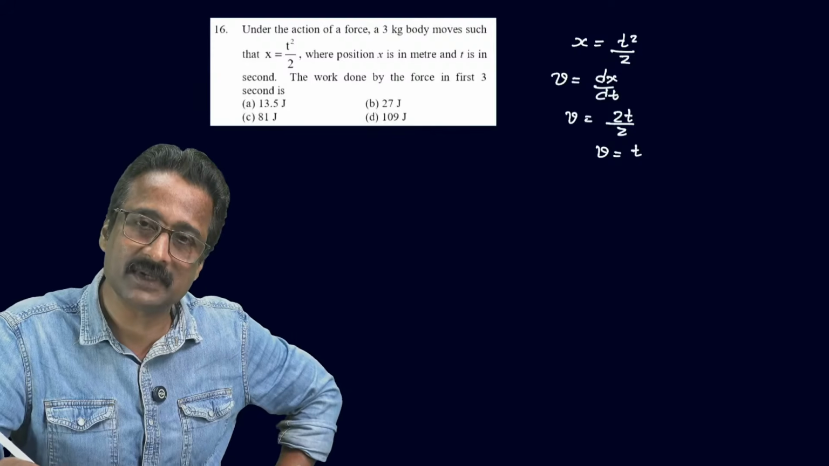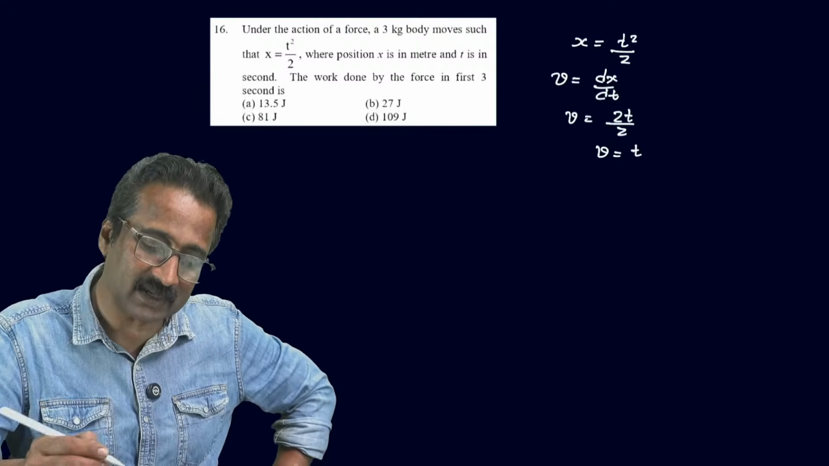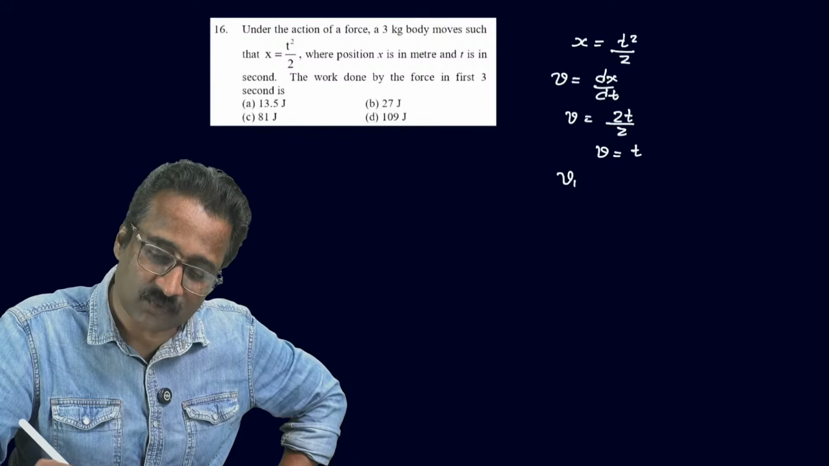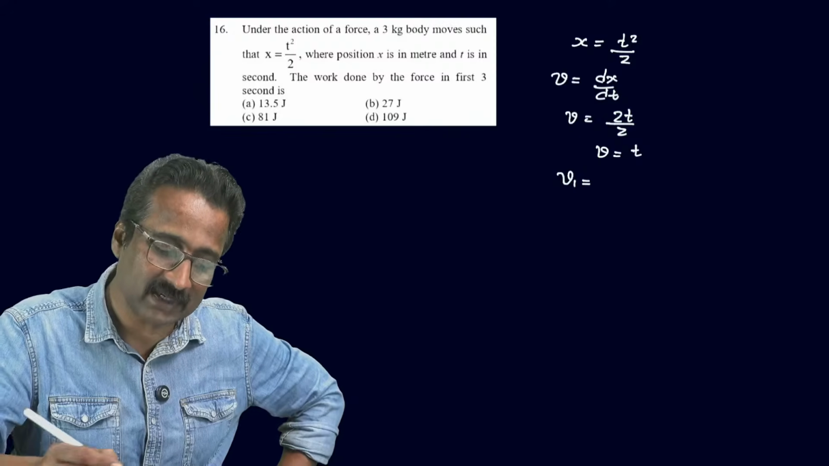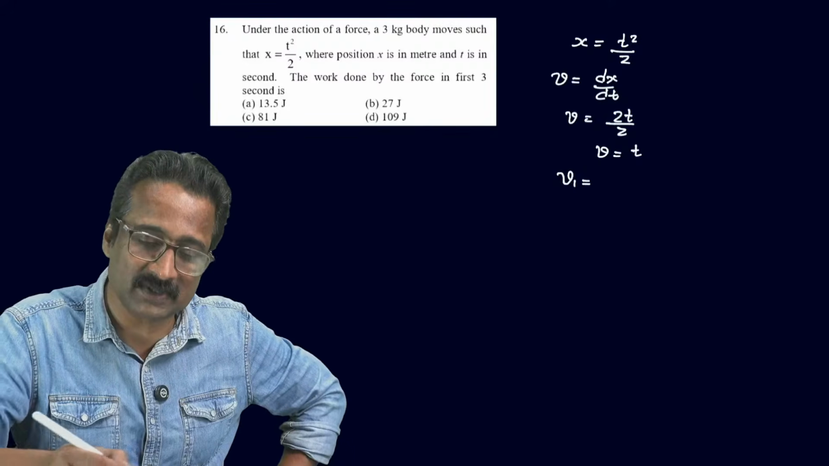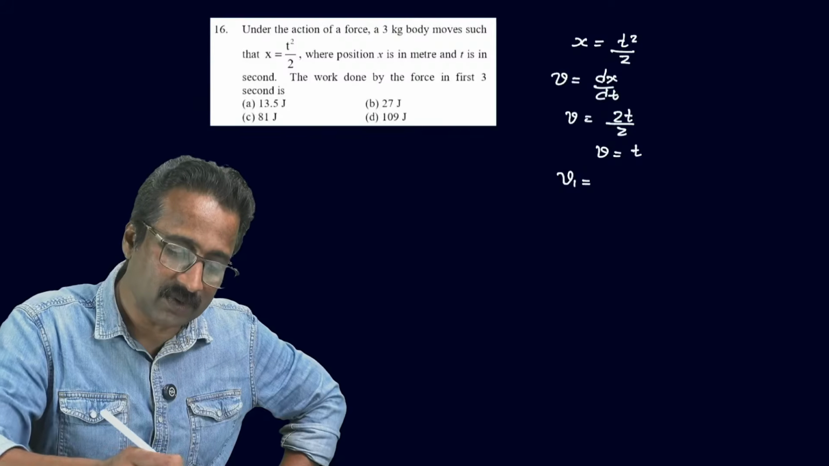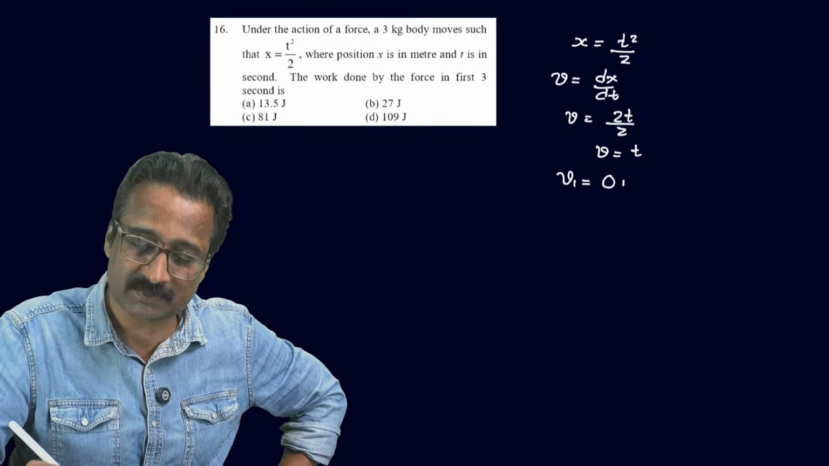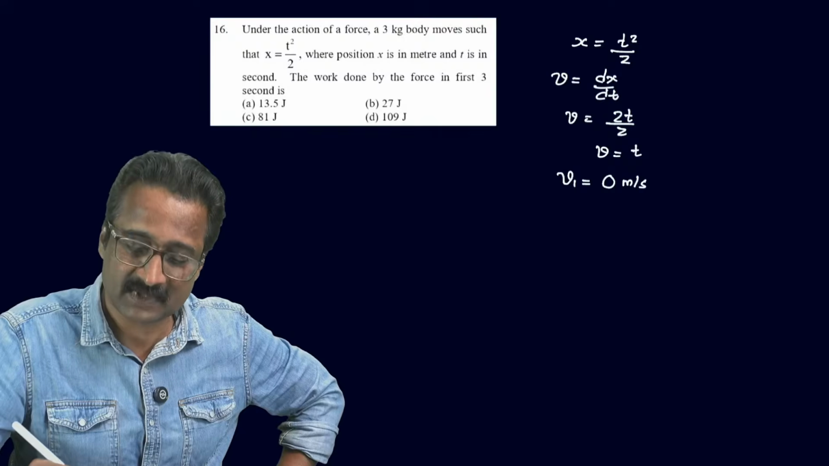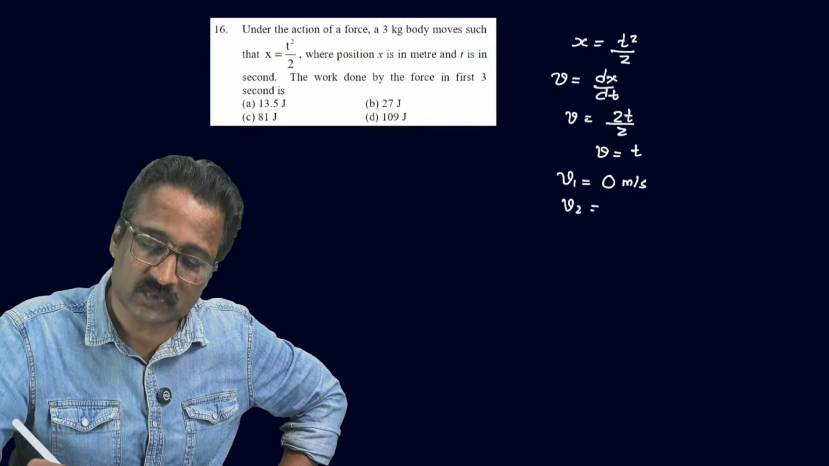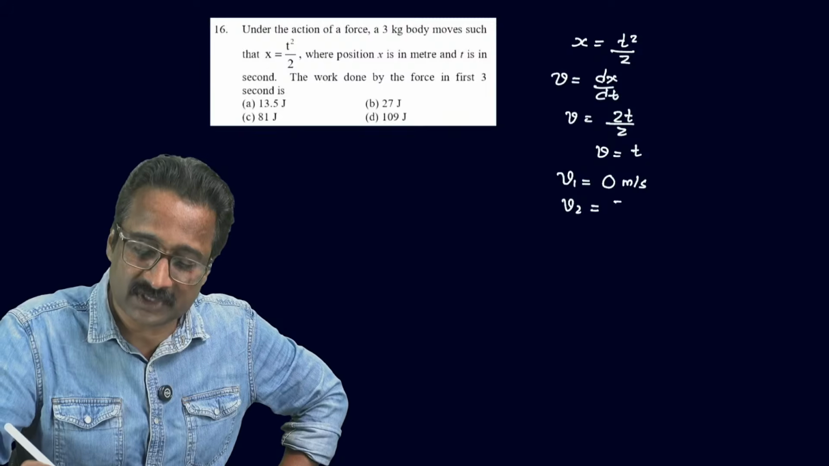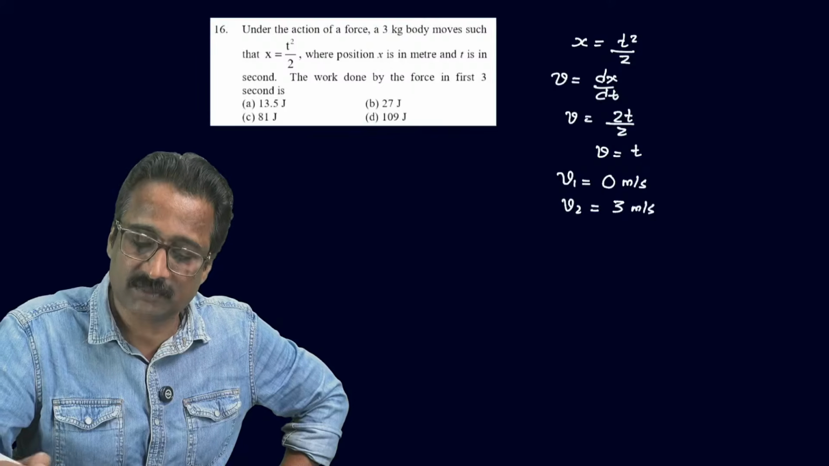Now, finding the velocity at 0 seconds and 3 seconds is also easy. Let me say the velocity at 0 seconds is v1. That v1 is supposed to be just t, because t is 0, so v1 is 0. So initially the velocity was 0 meter per second because v equal to t. Now the final velocity is taken as v2. Velocity at 3 seconds is v2, and v equal to t, so therefore v2 equal to 3 meter per second.